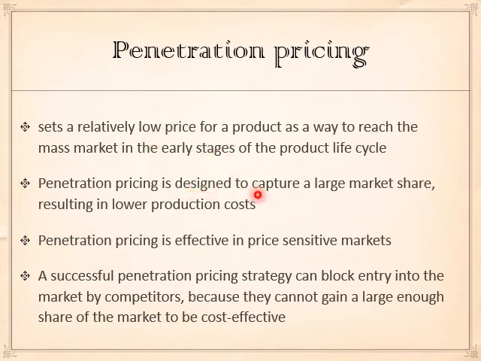So it is designed to capture a large market share, resulting in lower production costs. This is because you sell at very cheap prices. So if it is cheap, then a lot of people would like to buy your product. With that, you know that there will be large demand. When there is a large demand, meaning you can produce more. When you produce more in mass production, you are able to achieve economies of scale. So that will result in a lower production cost per unit.